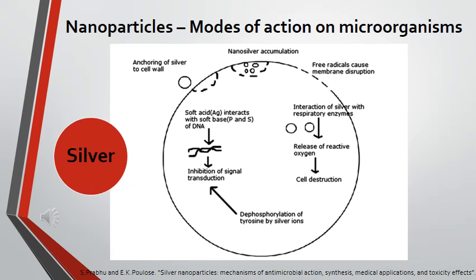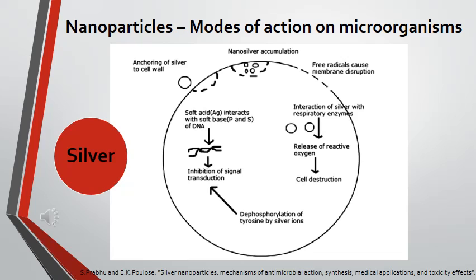So, the silver nanoparticles can anchor the cell wall and form accumulations or pits, which can cause the membrane disruption, leading to the total release of the cytoplasm content outside the cell and the cell death. Other mechanisms of action occur inside the cell. The silver ions interact with respiratory enzymes, causing the release of reactive oxygen species and causing cell destruction.